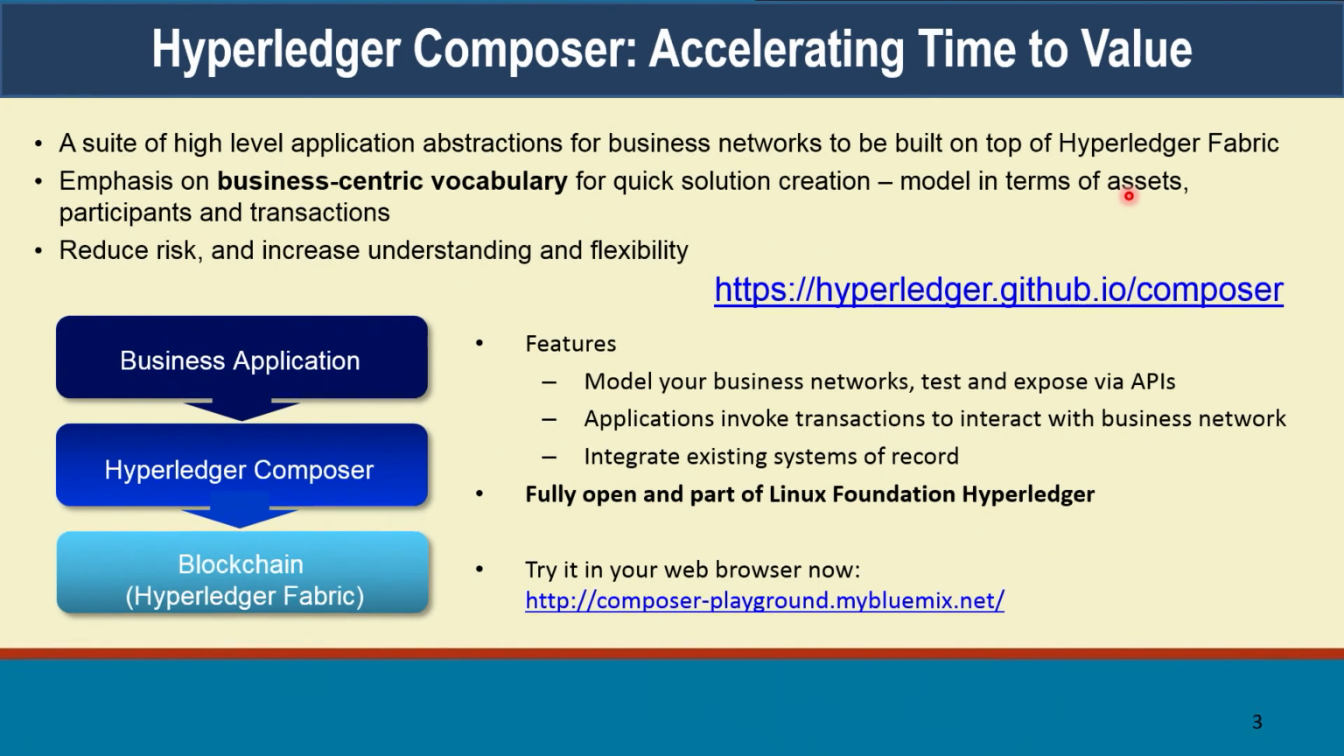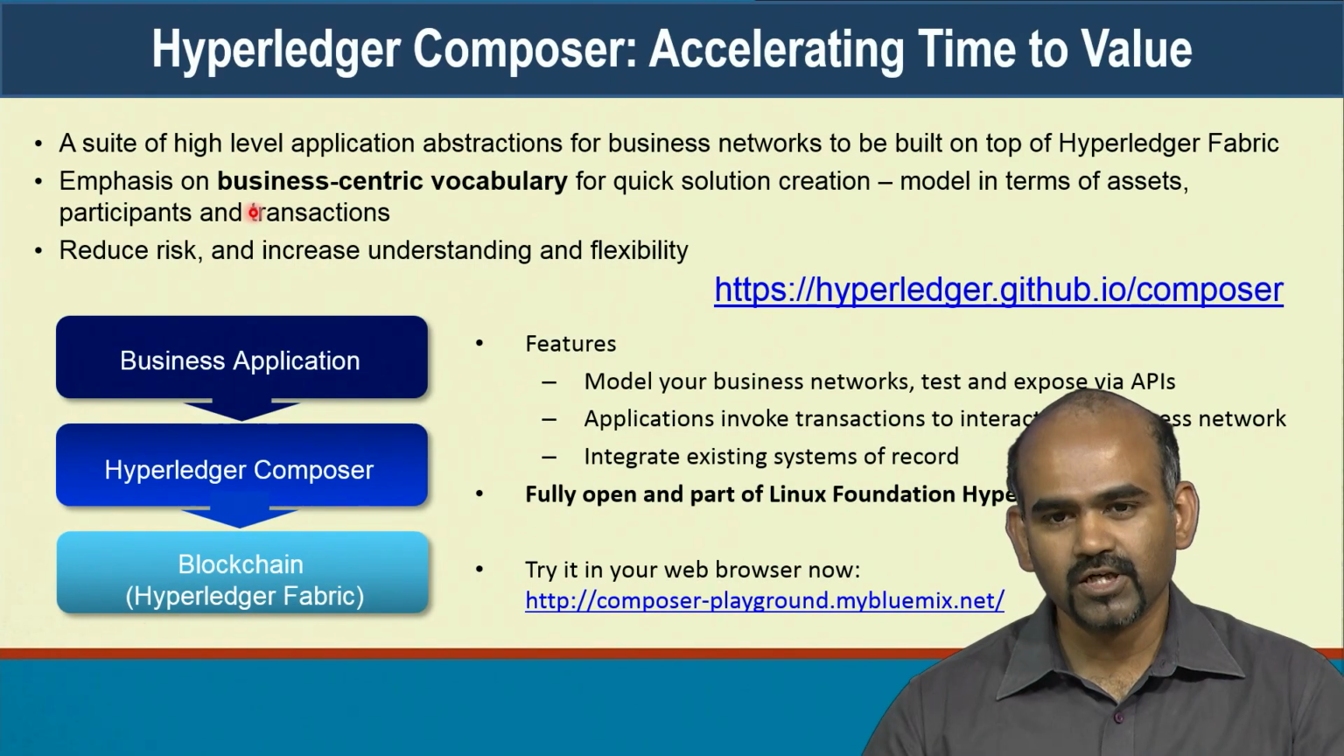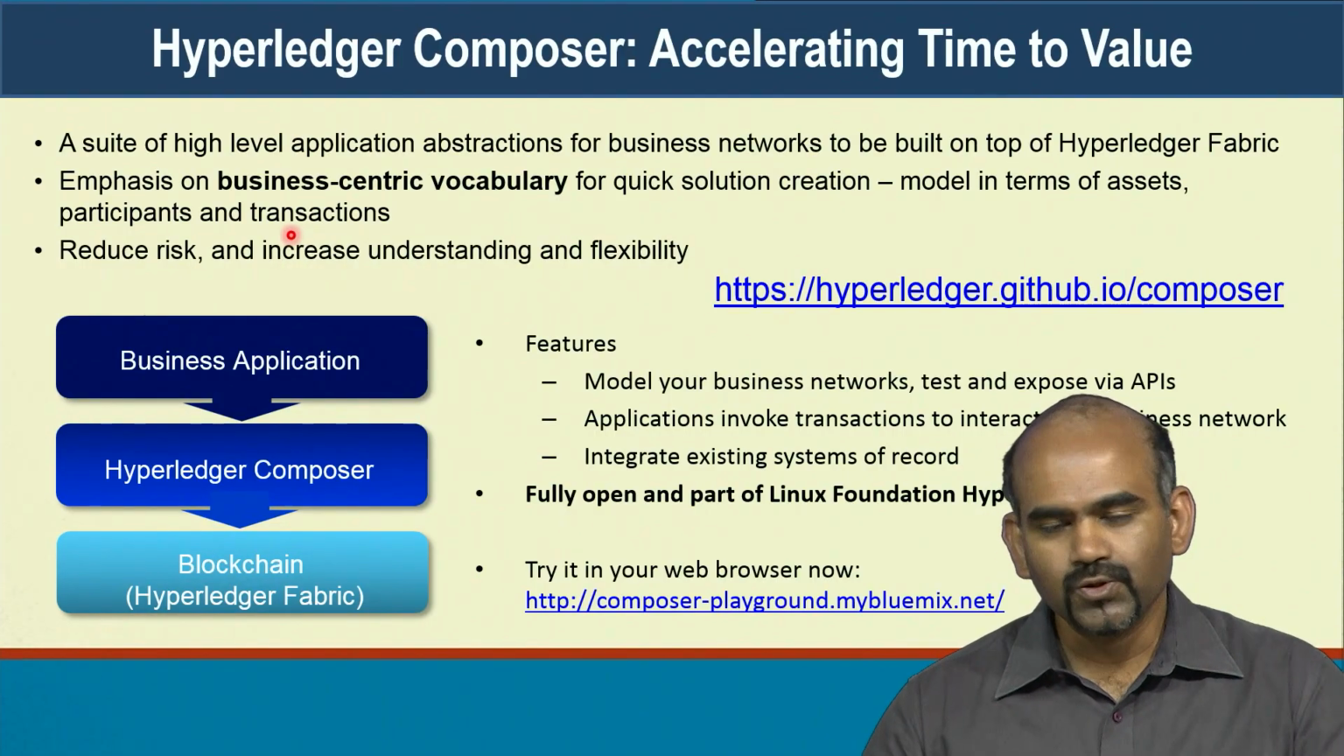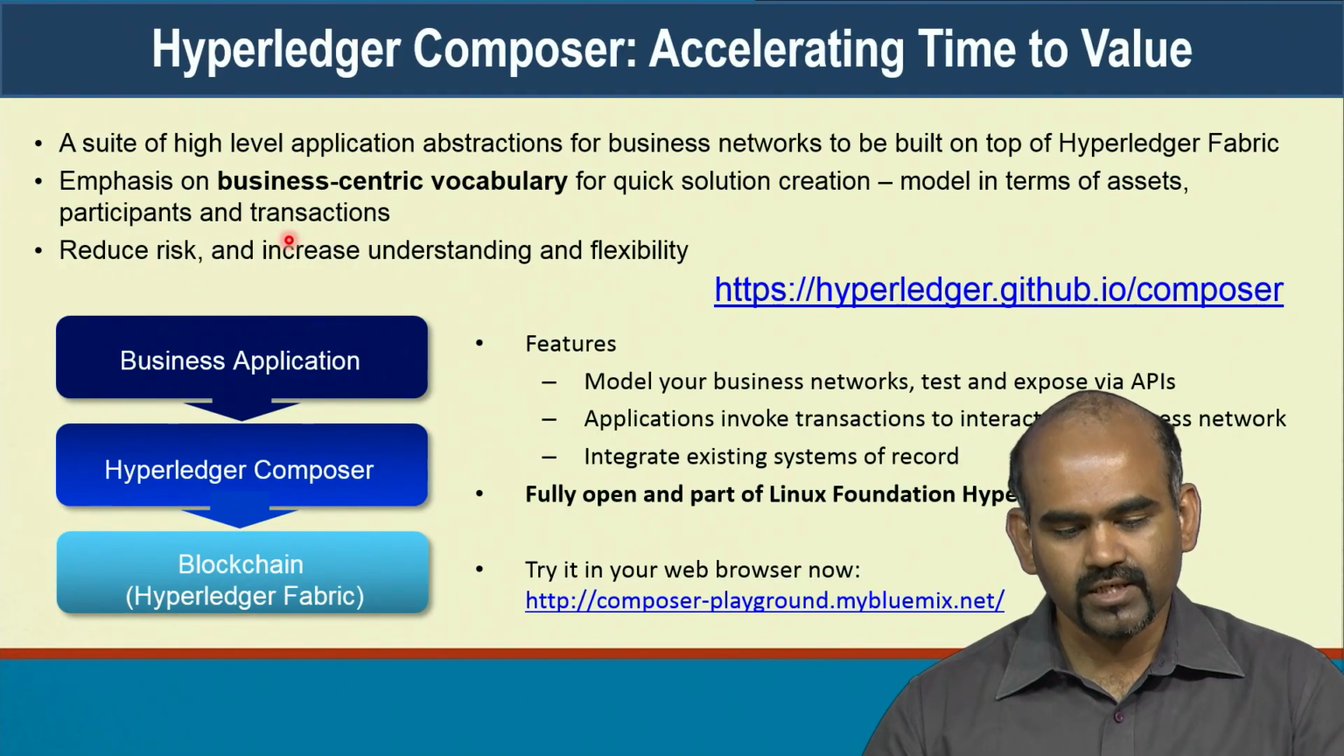So instead of thinking of low-level variables and data elements, you're going to be talking in the higher level business assets. You will be talking in the notion of participants. You don't have to work with certificates anymore. And you'll be talking about business logic or business transactions. So all of that is abstracted one level up for you to define your blockchain network.